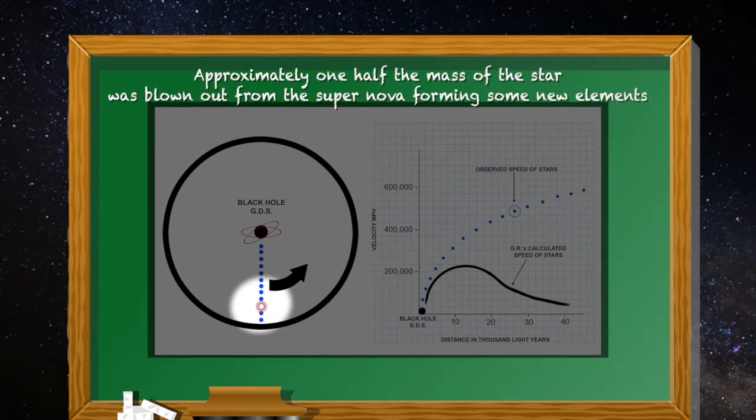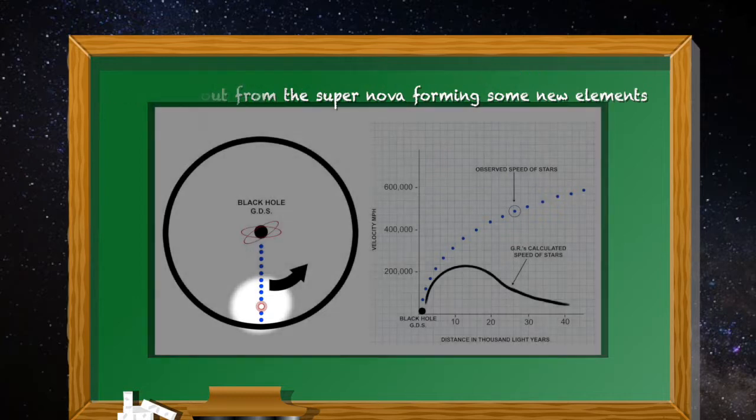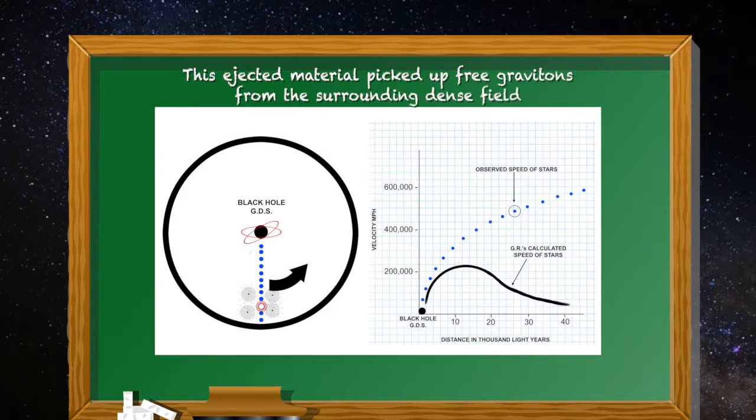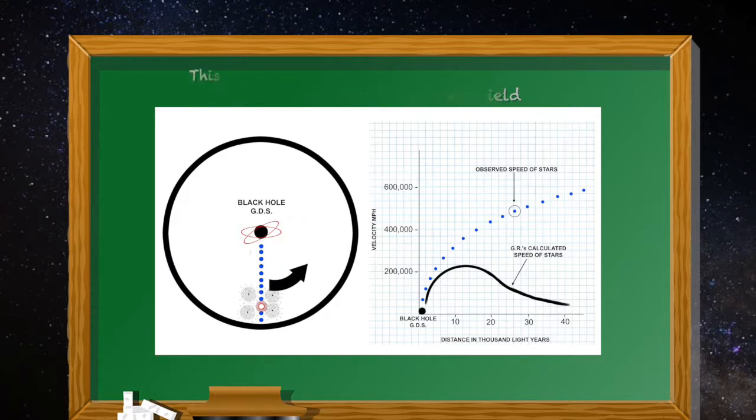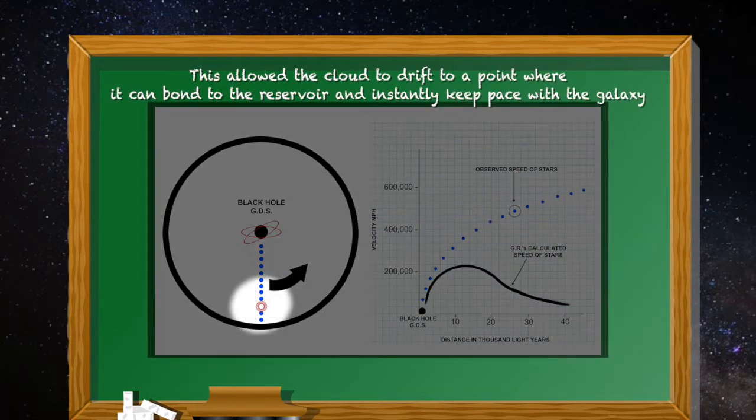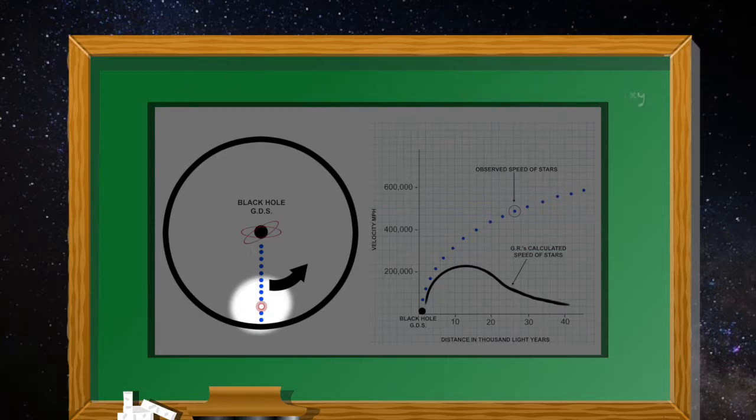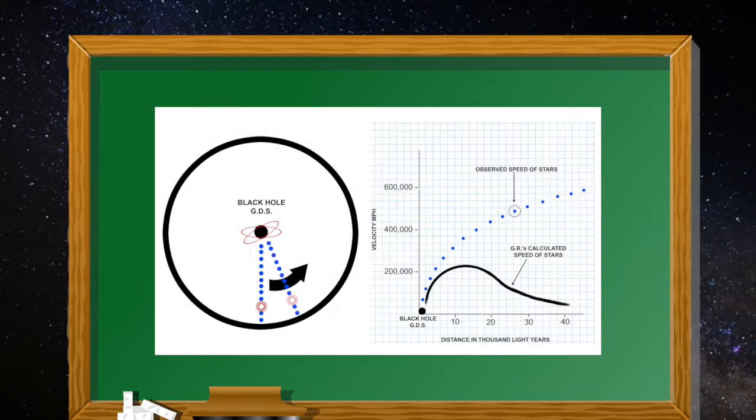Approximately 1/2 the mass of the star was blown out from the supernova, forming some new elements. This ejected material picked up free gravitons from the surrounding dense field. This allowed the cloud to drift to a point where it can bond to the reservoir and instantly keep pace with the galaxy. Soon after this nebula settles in, material begins coalescing again.